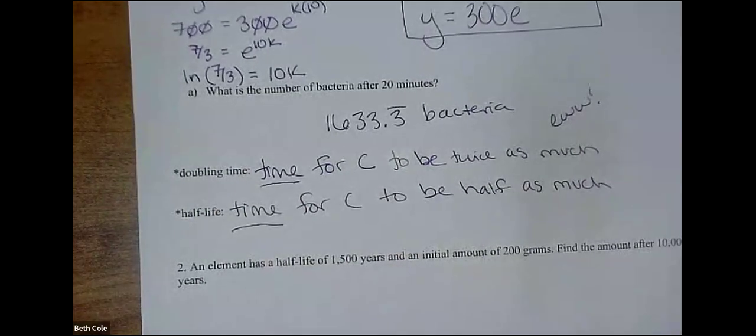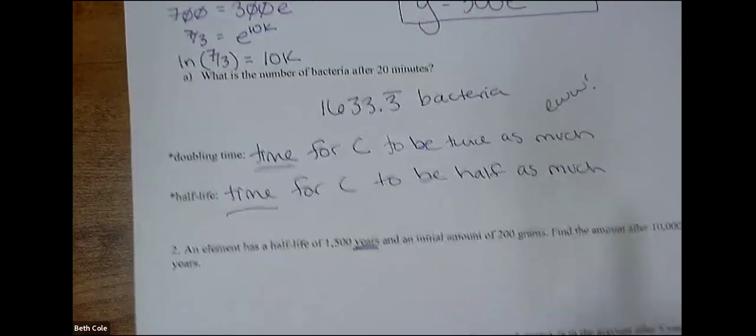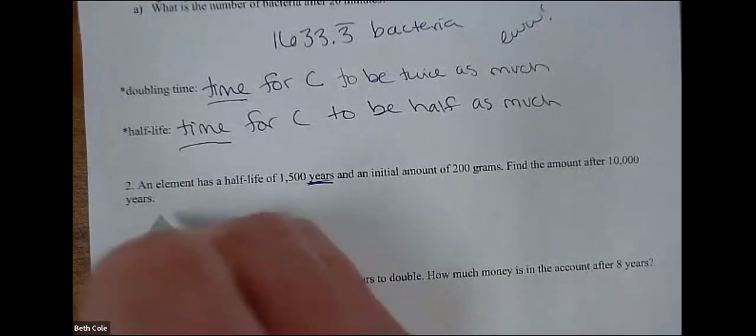Doubling time, people don't usually forget because the word time is in there, but half-life, that's easy to forget that represents a time. All right, so we'll try a couple of these. An element has a half-life of 1,500 years. So years is your big clue there that that's time. Initial amount of 200 grams.